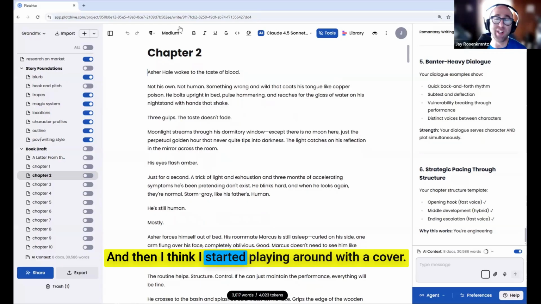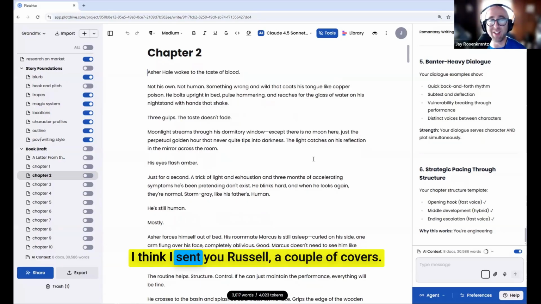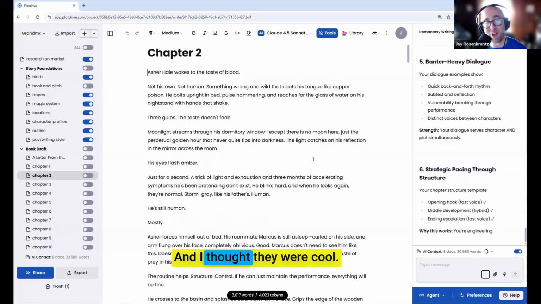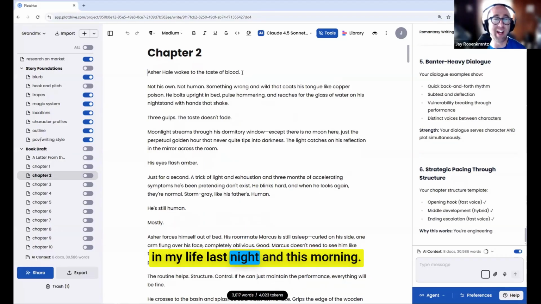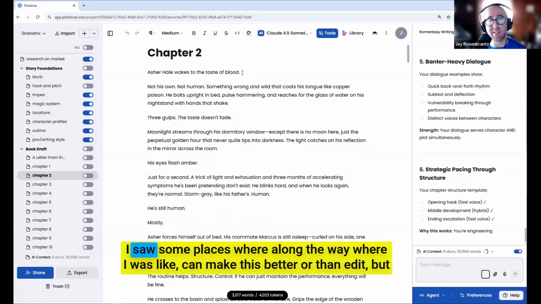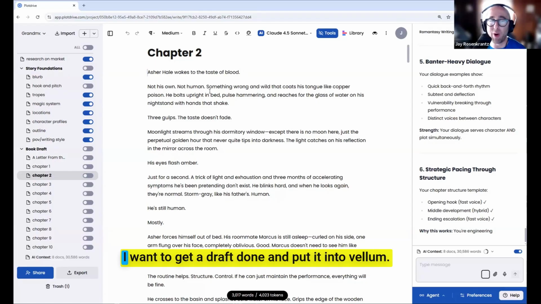And then I think I started playing around with a cover. I think I sent you, Russell, a couple of covers. You were like, dope. And I thought they were cool. And I was just like, you know what? Some writing time needs to carve itself out in my life last night and this morning. And so I went through it. I saw some places along the way where I could make this better with an edit, but I want to get a draft done and put it into Vellum.